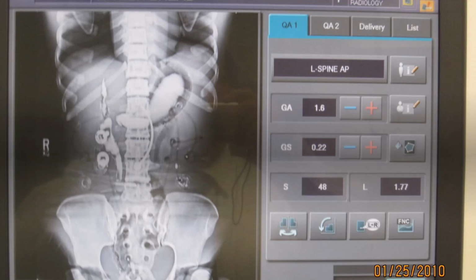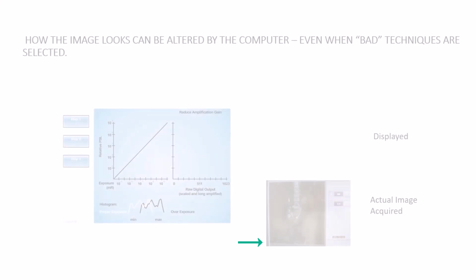Here's a little exercise I had with my class back in 2010. Wow, a long time ago. And this is when we were using S numbers. But the point is that we had our mannequin and we ended up with an exposure that looks like a great exposure, except for the problem of our feedback from the computer. What did our feedback basically tell us? Well, the S number is 48 and the latitude is 1.77. This means we're way overexposed.